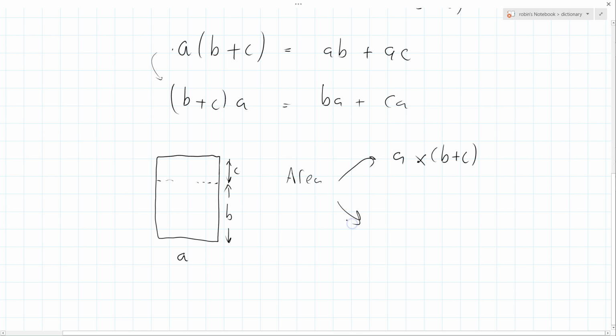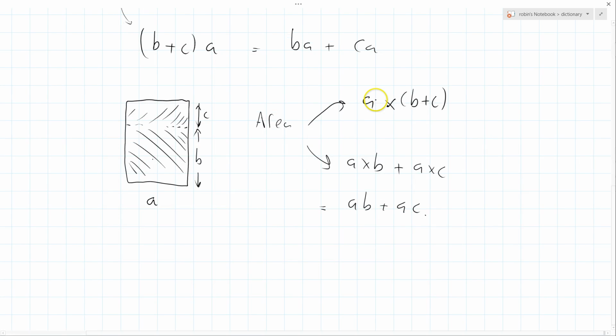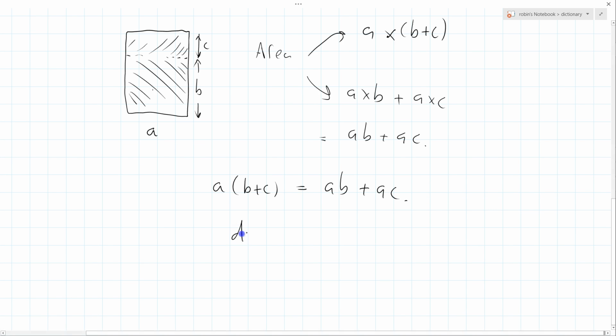Or I can also say it's the area of this rectangle here plus the area of this one, which I'll shade that way. So it's A times B for this one here, plus A times C for this one. So it's equal to AB plus AC. Either way, we've got the area being A times (B plus C) when considering it as one great big rectangle, and that's the same as calculating it in the other way. So that's called distributivity.